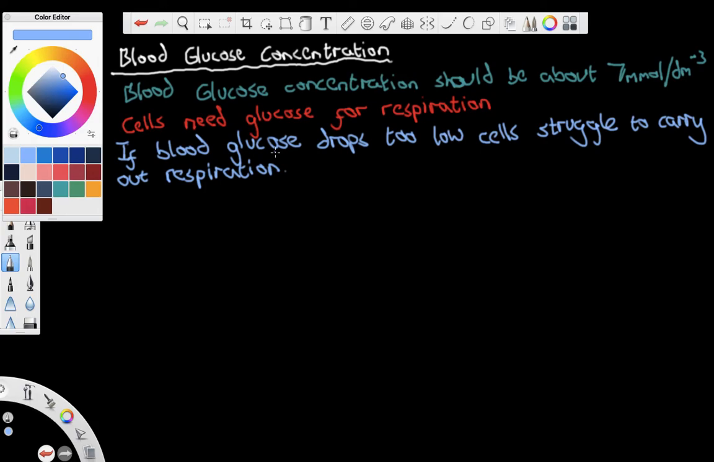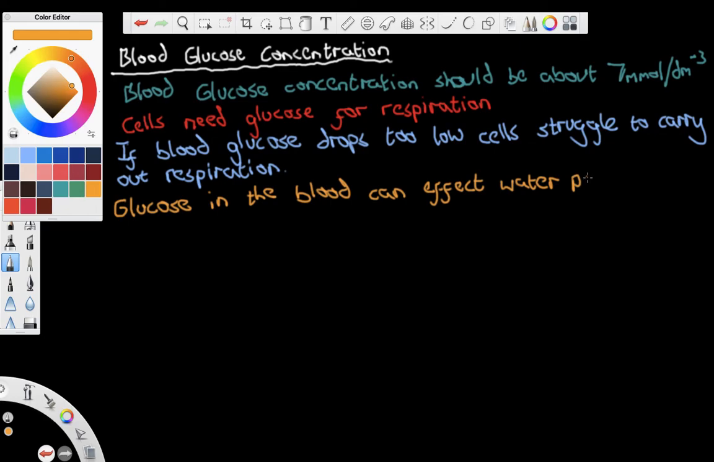However, glucose in the blood can affect water potential, causing cells to shrivel and die.